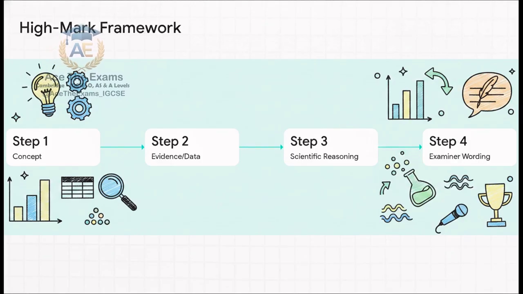Step 1, identify the core concept. Step 2, pull the exact evidence or data from the provided table or graph. Step 3, apply scientific reasoning to connect that data to the concept. And step 4, honestly the most critical one, use precise examiner wording. If you run every single practical question through this 4-step filter, it's mathematically impossible to lose marks.